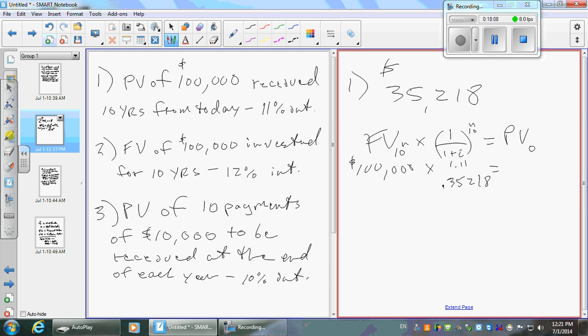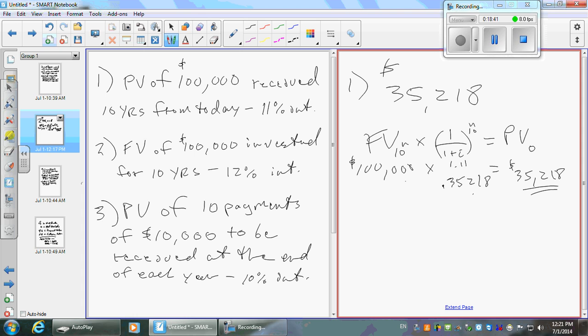But I'm not going to get $1 at the end, which is worth 35 cents. I'm going to get 100,000. So you take your 100,000 times your 35 cents, and you'll get your 35,218. And that's all there is to it. Now you know how to calculate this, but do you think this way? Do you think 100,000 received 10 years from now, if you need to earn 11% interest, is really only worth 35,218 bucks? You need to get there, right? It sounds like a really huge return, doesn't it?